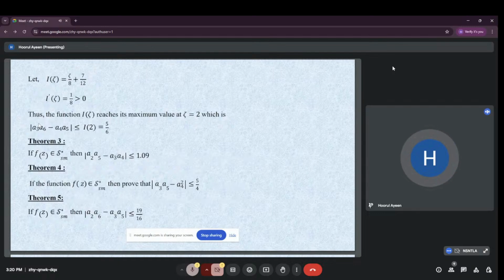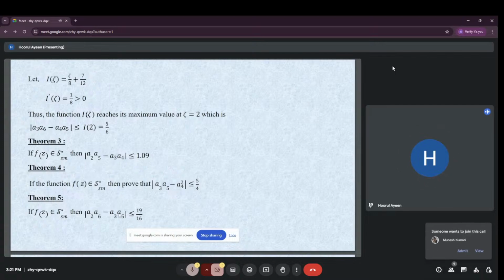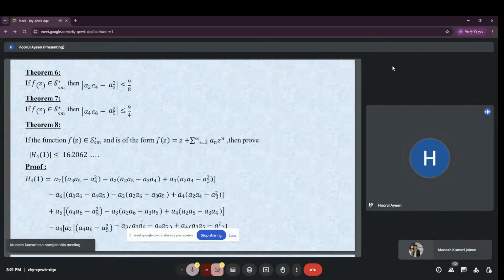I am taking that equation as I(zeta) and differentiating I with respect to zeta. The function reaches its maximum at zeta equal to 2. By substituting this in I(zeta), we get the value for modulus of a3 a6 minus a4 a5. Similarly, in Theorem 3, I have proved the bound for modulus of a2 a5 minus a3 a4, with the help of Lemma 1, Lemma 2 and Lemma 3. Similarly, modulus of a3 a5 minus a4 squared is less than or equal to 5 by 4, and the Hankel determinant a2 a6 minus a3 a5 is less than or equal to 19 by 16. In this way, I have found Theorem 6 and Theorem 7.